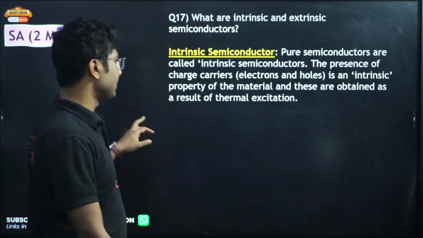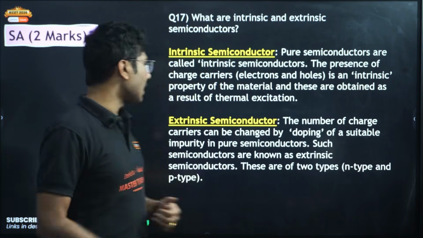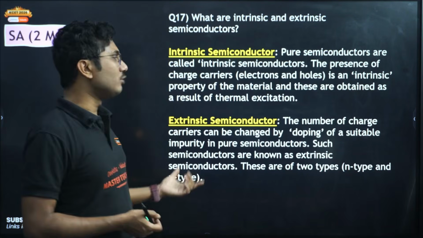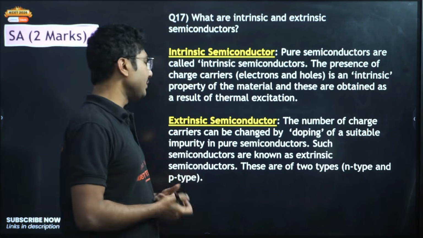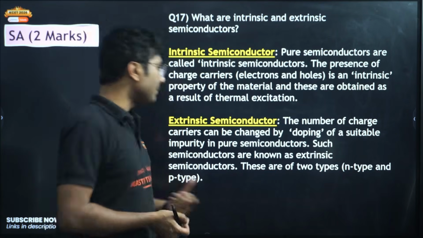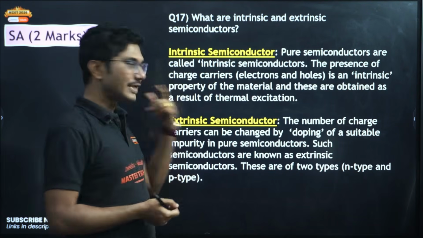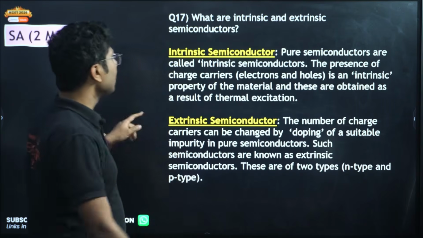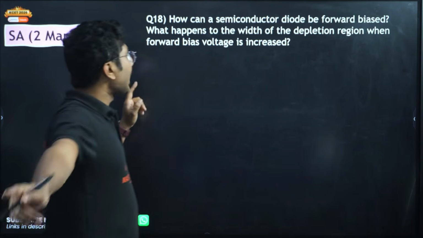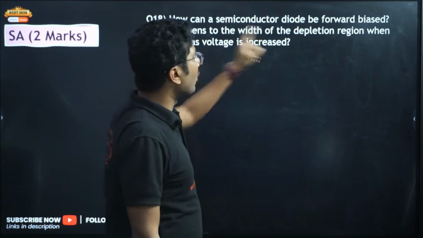increases with temperature. Okay, the number of charge carriers can be changed by doping of a suitable impurity in pure semiconductors. Such semiconductors are known as extrinsic semiconductors. These are of two types, N-type and P-type. Clear? Easy question.